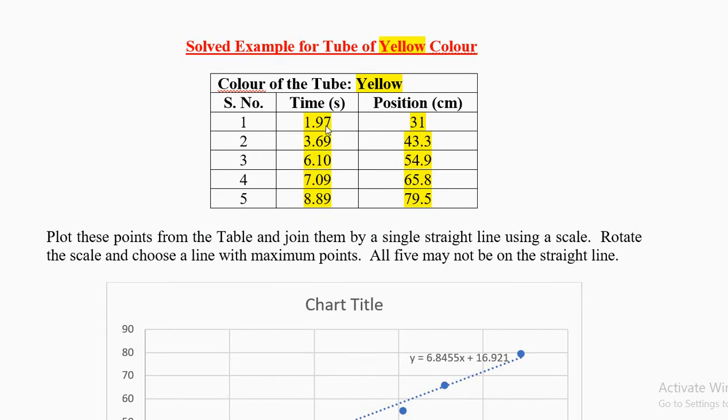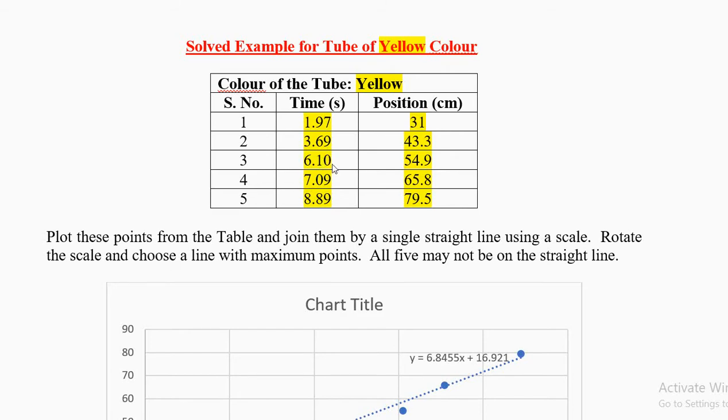At 1.97 seconds, the position is 31. At 3.69 seconds, it is 43.3. At 6.10 seconds, it is 54.9. It need not be exactly 1 second. It's about 2 seconds here, 3.5 here, 6 point something. So you can take the position a little bit random also, because it is very difficult to measure at every 1 second. So you can take it at every 2.5 seconds.